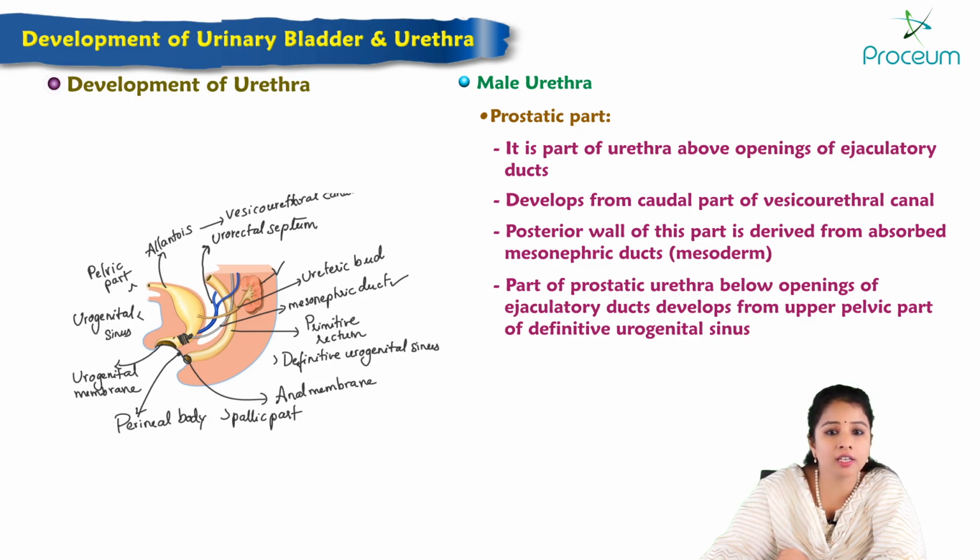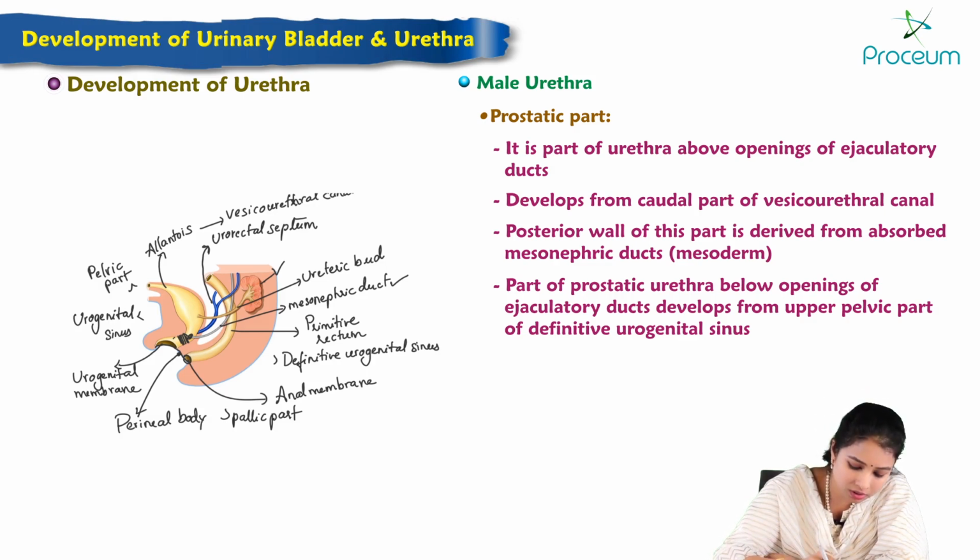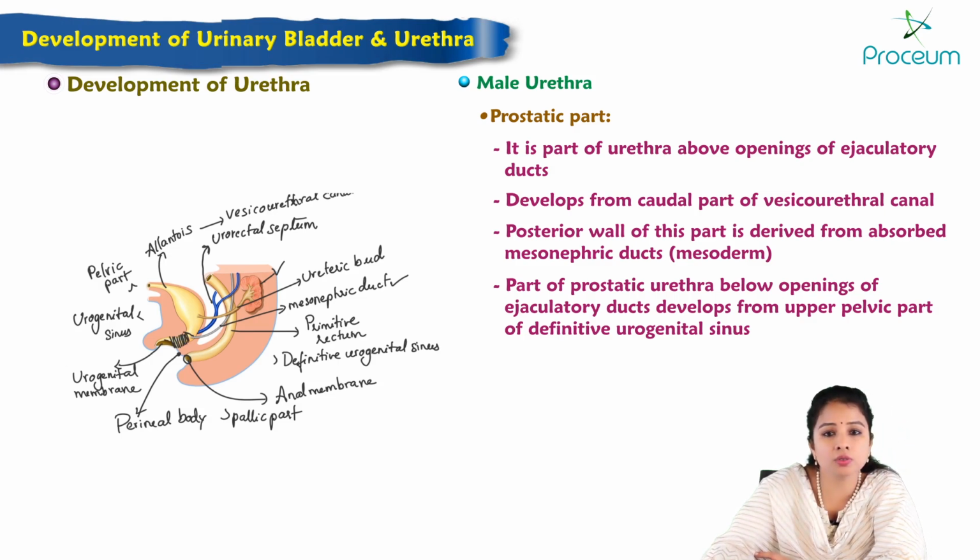The part of the prostatic part below the openings of ejaculatory duct develops from the upper pelvic part of definitive urogenital sinus. So this is the urogenital sinus. From here to here is the urogenital sinus, which gives rise to the prostatic part below the opening of ejaculatory ducts.